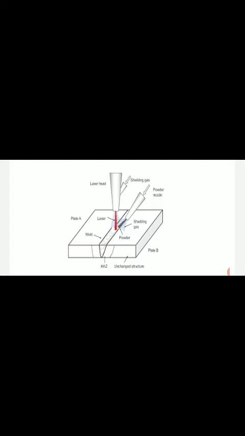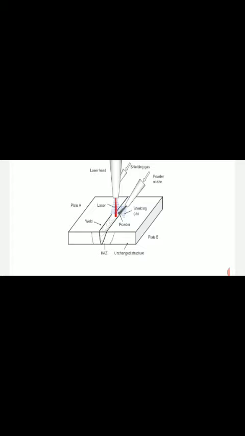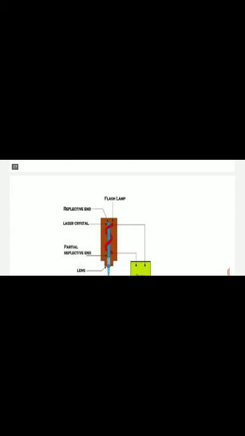Then the laser head, and shielding gas they have also provided, the powder nozzle, a laser beam coming out of the laser head, then the weldment, and powder they have also spread over the parts to be joined, then the unaffected structure and heat affected zone. Because a very high temperature of 10,000 degrees centigrade can be obtained, it normally causes a heat affected zone. However, deep narrow sections can be welded, so hence it is finding wider application. All these are the importance.